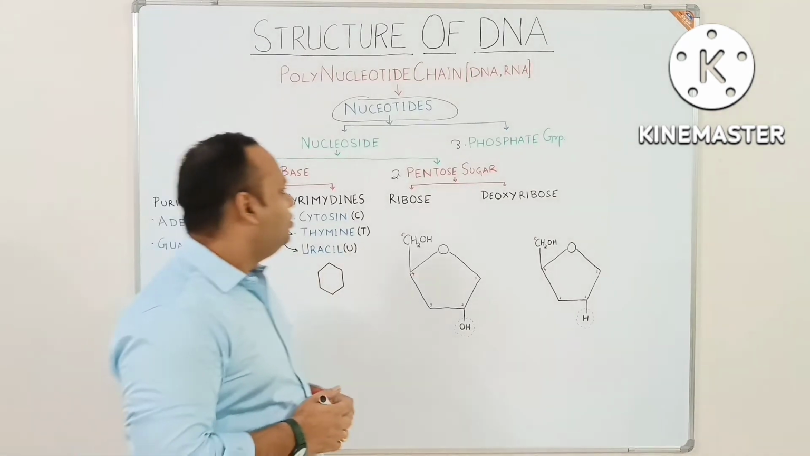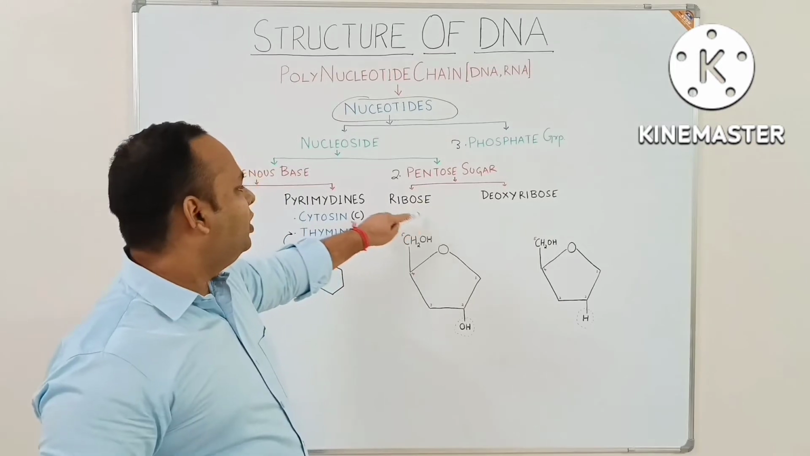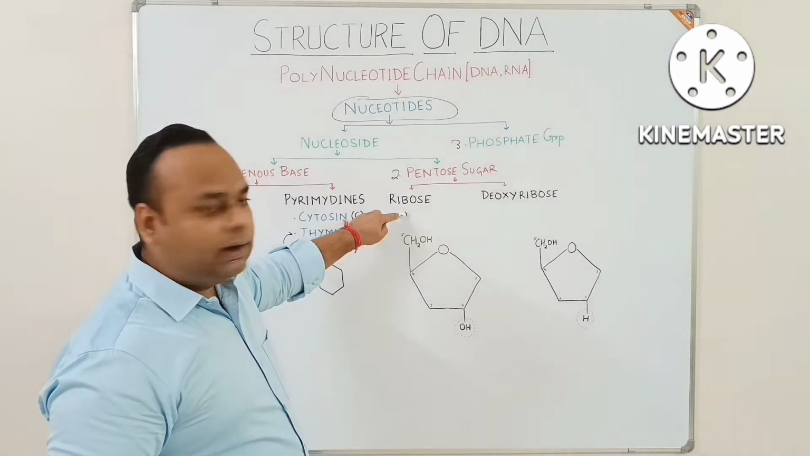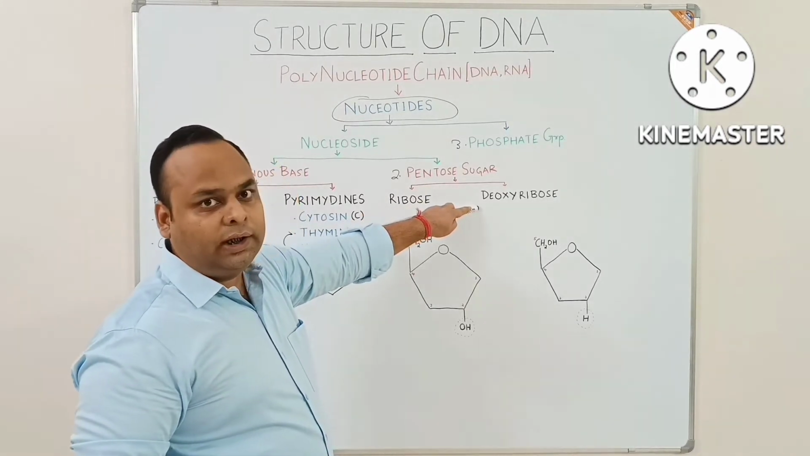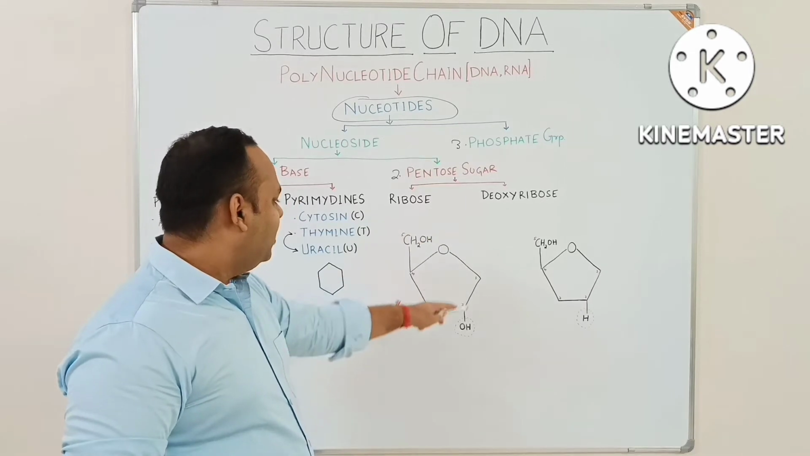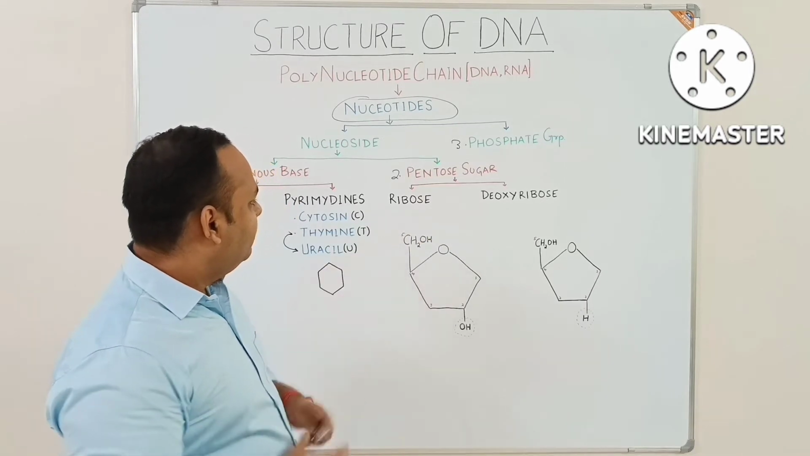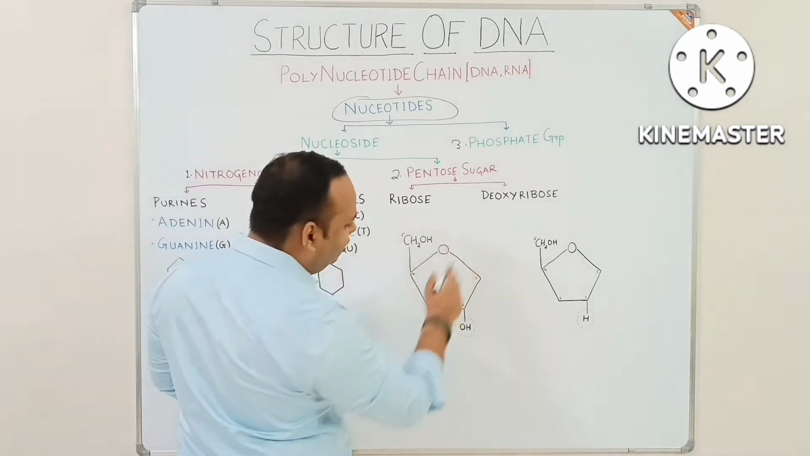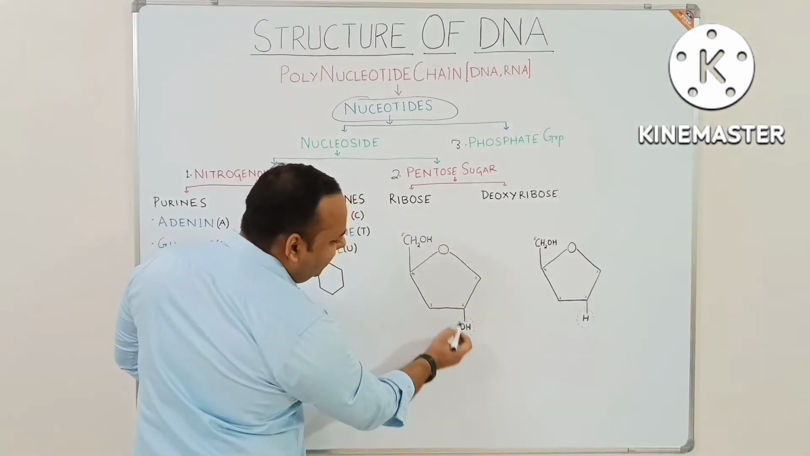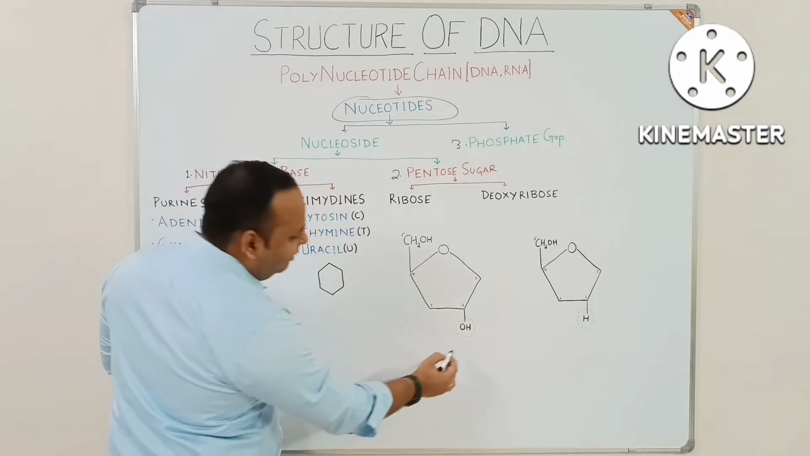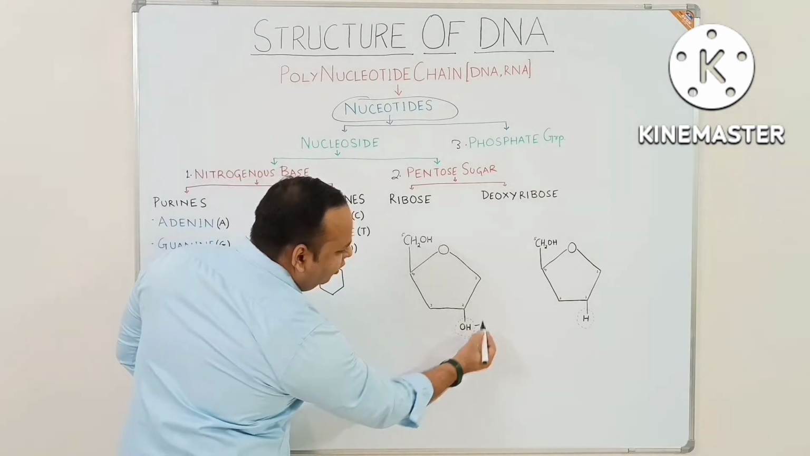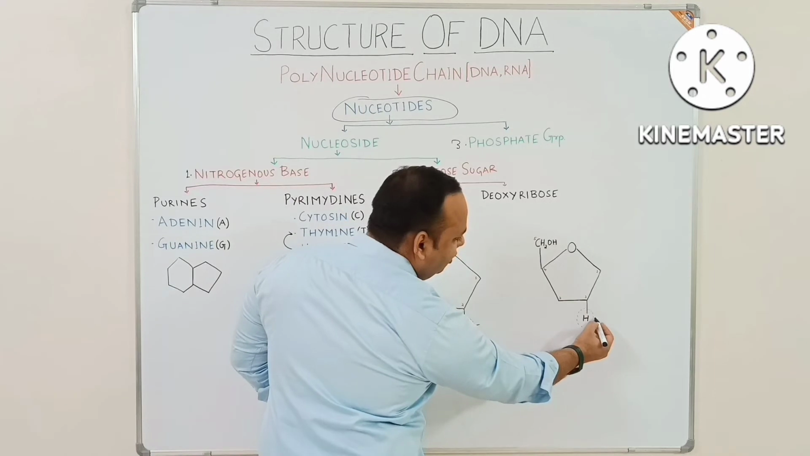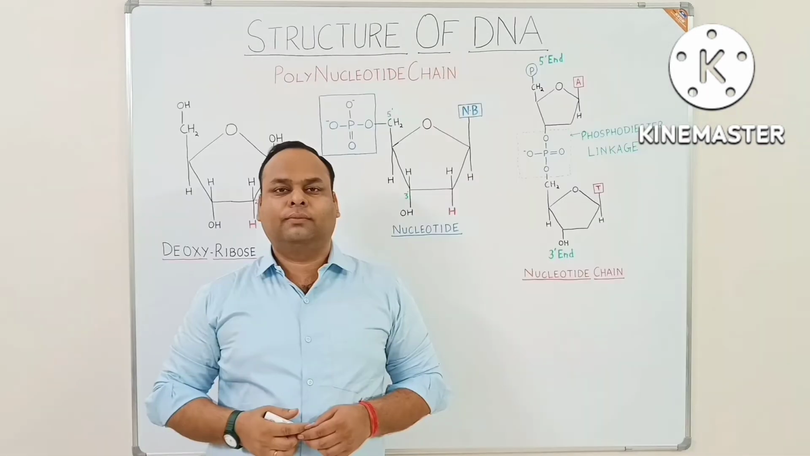Then we have the pentose sugar. Pentose sugar is basically of two types, ribose found in RNA and deoxyribose found in DNA. Here we have the 5-carbon structure of the pentose sugar. The only difference between these two sugars, ribose and deoxyribose, is the group attached to the second carbon. In ribose case, it is OH group, and in deoxyribose sugar, it is H.